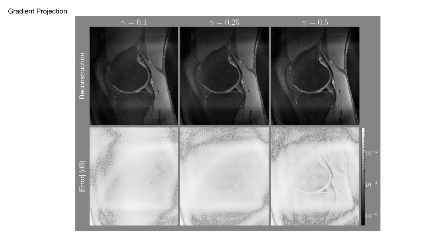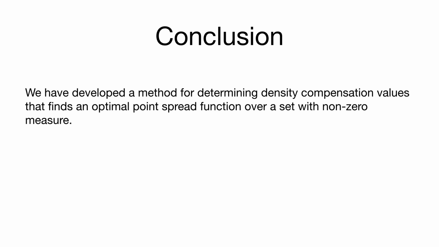Here we're showing what happens when you vary the parameter of the weighting in the objective function, and you see that significant details of the image are not gained or lost by varying the parameter by as much as 50%. In conclusion, we have developed a method for determining density compensation values that finds an optimal point spread function over a set with non-zero measure.